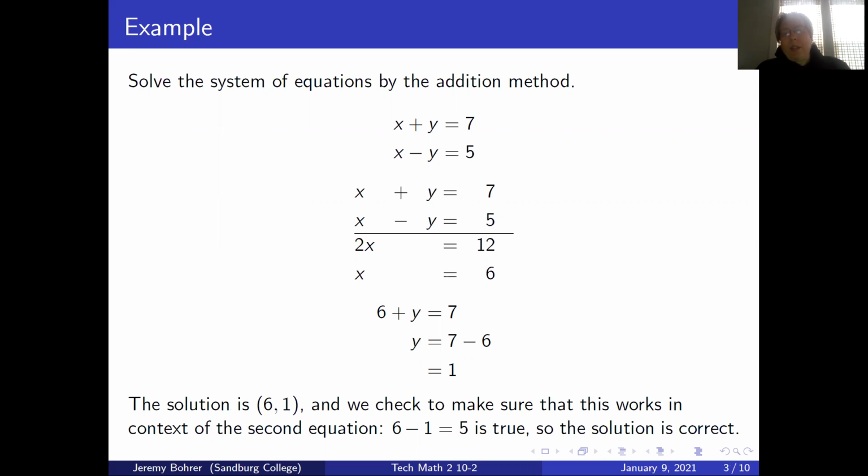So now we take that 6 and we substitute it into either of our two equations. I chose the first one. So I have 6 plus y equals 7. I subtract 6 from both sides of the equation to get y equals 7 minus 6, which is 1. So y equals 1, and the solution is (6, 1). And we check to make sure that this works in the second equation. 6 minus 1 equals 5. That's true. So the solution is correct.